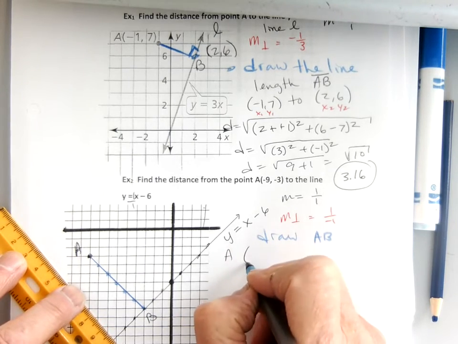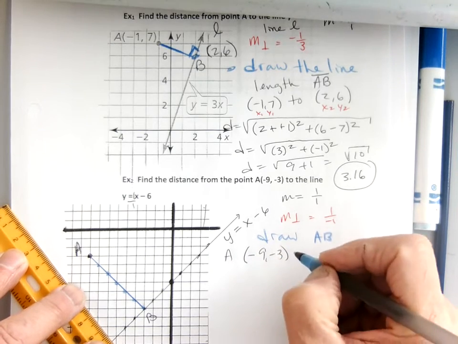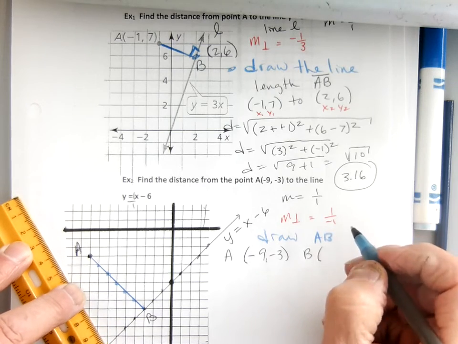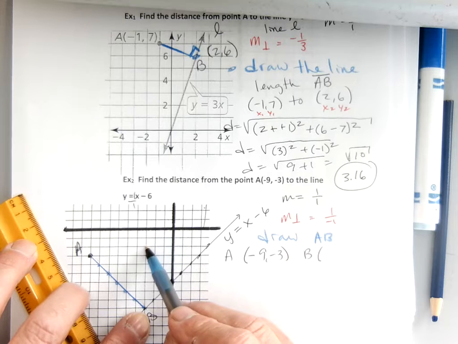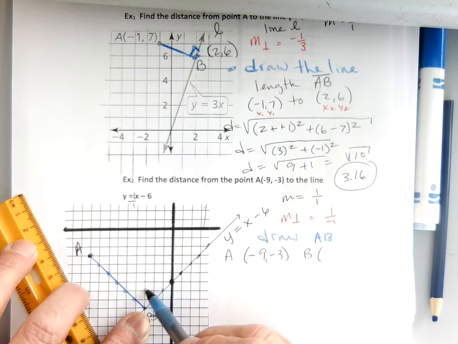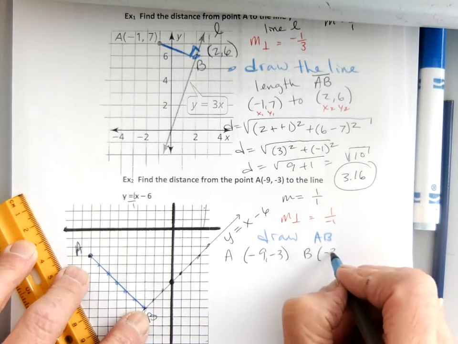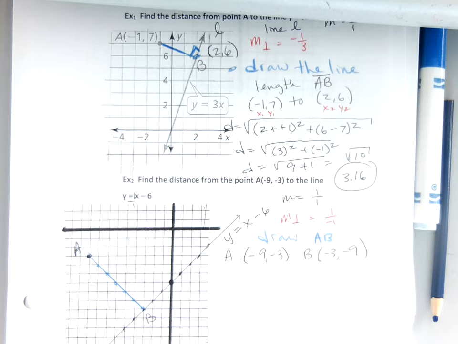A is the point -9, -3. And B is the point, well, let's see, B is at 1, 2, 3, 1, 2, 3, 4, 5, 6, 7, 8, 9. So B is at -3, -9. That's weird, look at that. I did not make this problem up, honestly, did not. It just happened to be that way, huh?